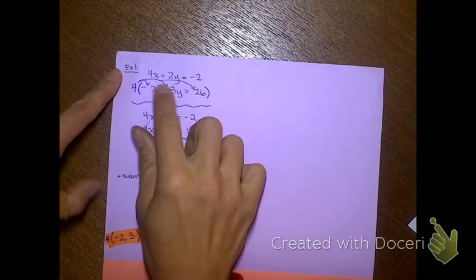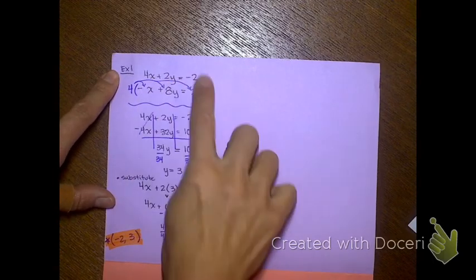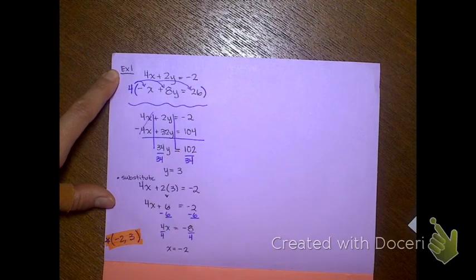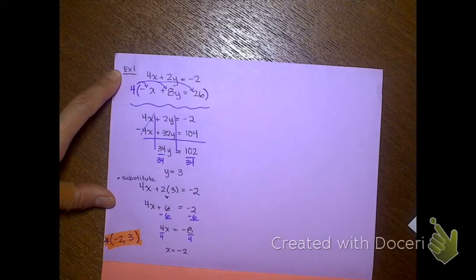If I plug my x and my y in and I don't get this number or this number, then that means I've done something wrong and I need to go back and check my work. So on the quiz or on the test, if you have extra time left over, like you finish your test 10 minutes early, what do you need to do with all your solutions? Check. Plug them in and check.